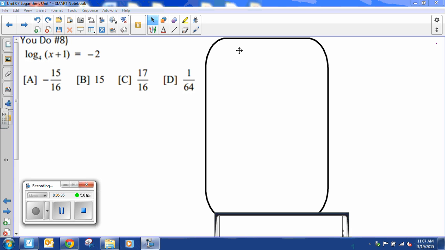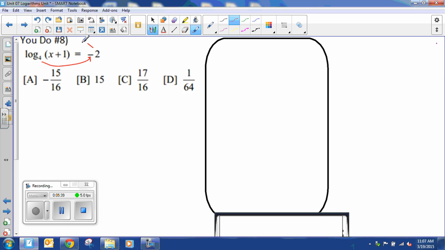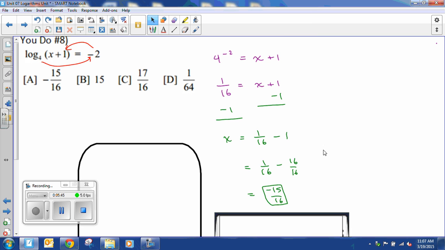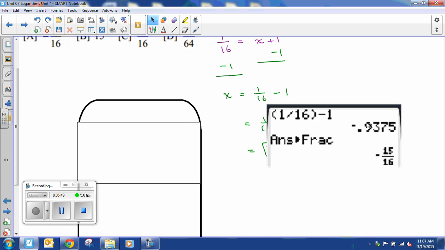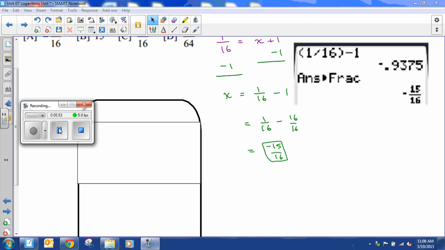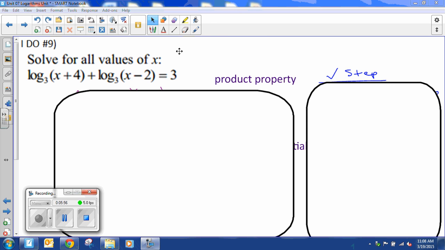You do number 8, going around the world, 4 to the negative second power equals x plus 1. We end up with negative 15/16, and again, we could have done this on the calculator by using the fraction button. Number 9, probably one of the most important problems of this lesson.